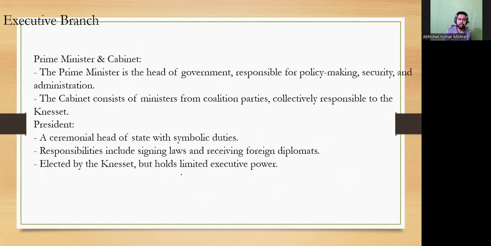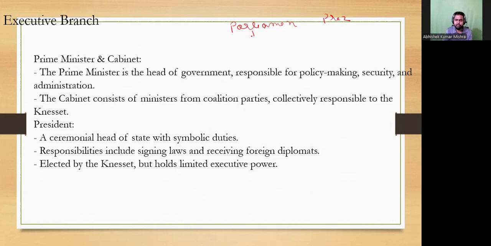Let us go to the next part, the executive branch. Before discussing the executive branch, let us discuss the parliamentary form of government. Okay. There are two kinds of government. Basically, there is a third kind as well, which you can see in Sri Lanka or maybe in France. Mainly the parliamentary form of government and the presidential form of government.